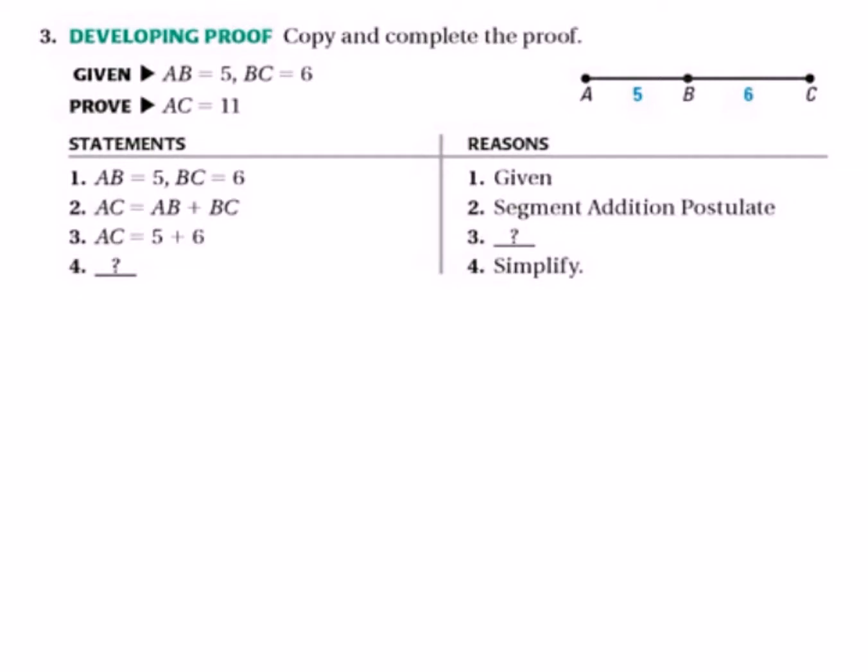On step 2, notice here we said that AC is equal to AB plus BC. And that's by the segment addition postulate. And we talked about that back in chapter 1, segment addition postulate. On step 3, you have AC is equal to 5 plus 6. And I have to figure out what is the reason here. I wrote this down for my statement, but why did I write that down?